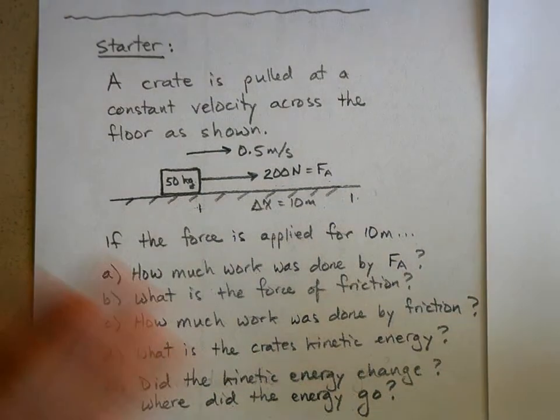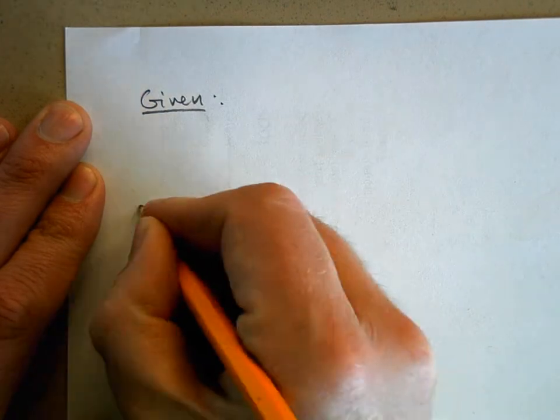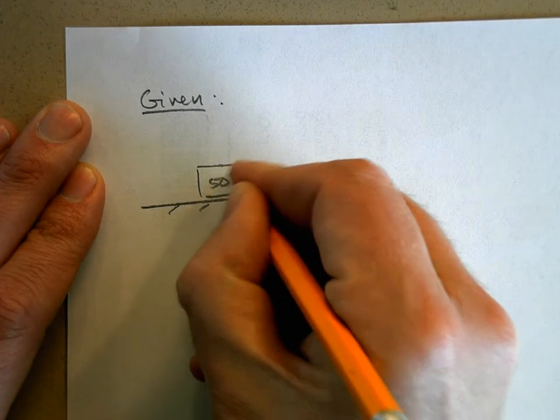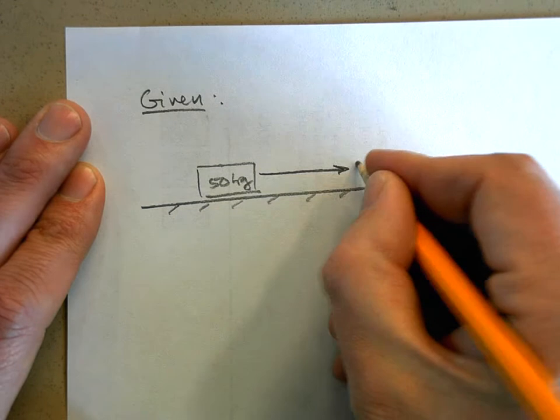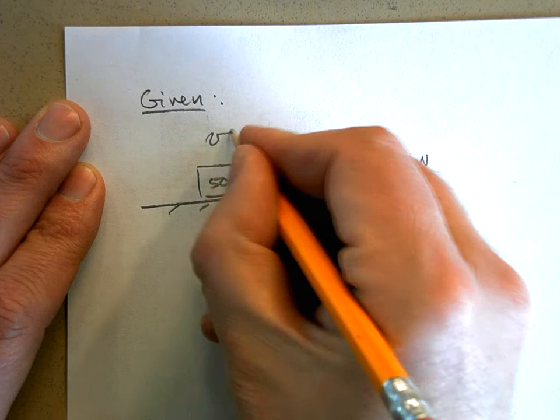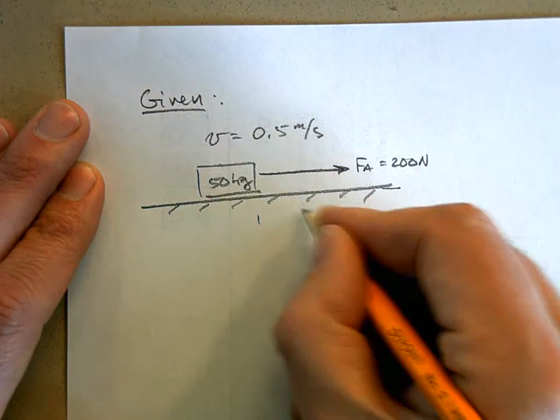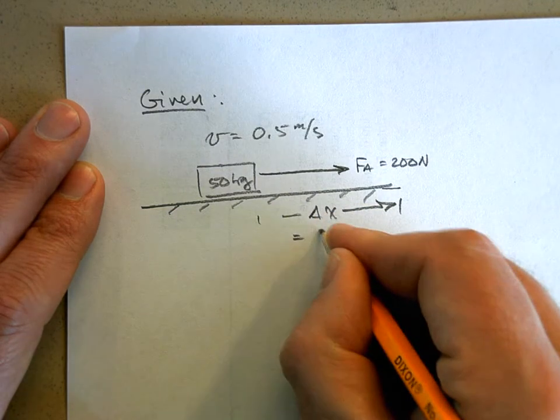Well, let's just do a quick given and find and solve here. I'm going to move this off to the side. So here's what we had that was given. Just redraw it really quick. Again, this was 50 kilograms. This is what I'd expect to see on your paper right here. 200 newtons, here's F_A equals 200 newtons. The velocity is equal to 0.5 meters per second. It moves through delta x, which is equal to 10 meters.